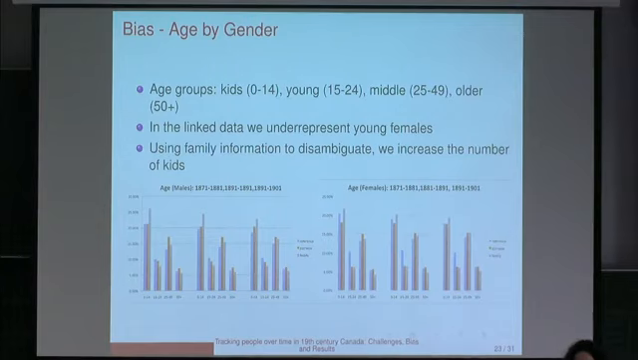Why do we underrepresent young females? This is sort of expected and known for our problem. What's happening is that we cannot link females that went from single to married because most of them changed their last name. So we know that we will not be able to link those persons.